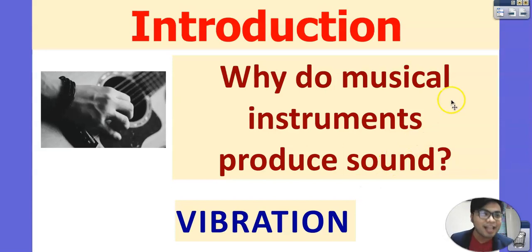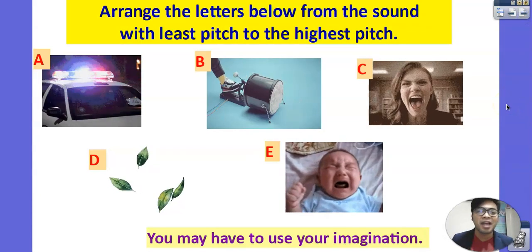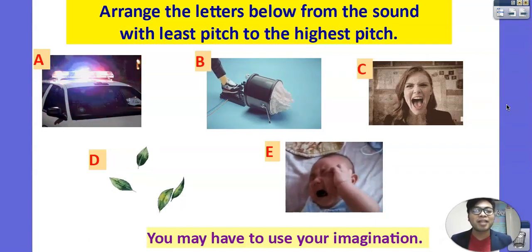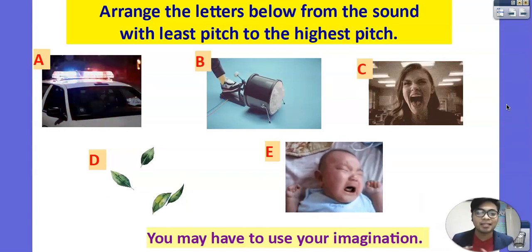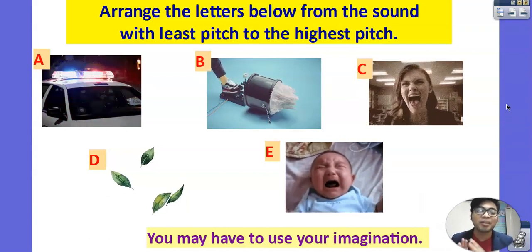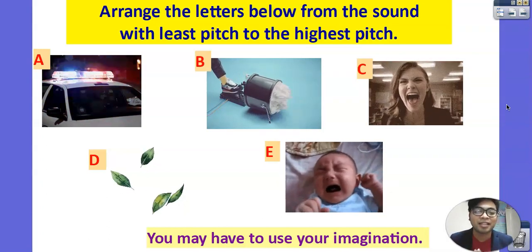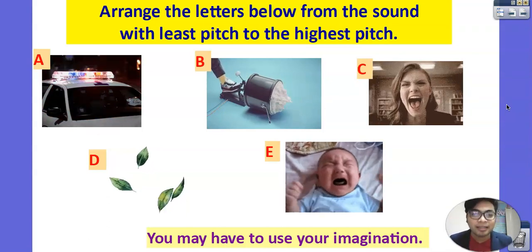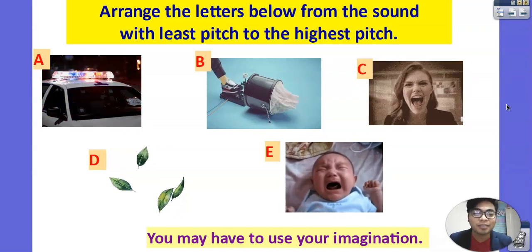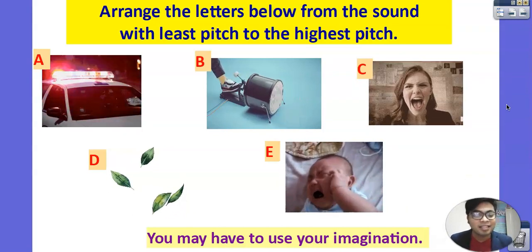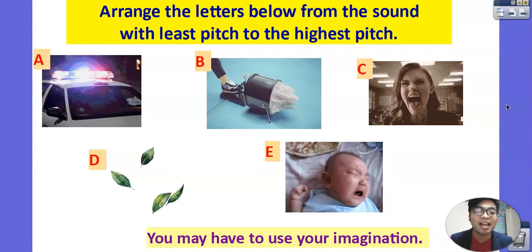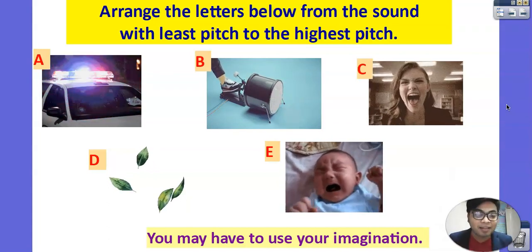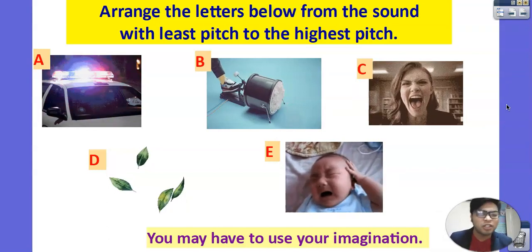I want you to recall what vibration is again. So we're going to take a look at different vibrations, and of course vibration creates sound. I want you to arrange the letters A, B, C, D, and E. I have the pictures here, only I don't have the sound because if I play them simultaneously it's going to be so chaotic. Arrange the letters from the sound with the lowest pitch to the one with the highest pitch. You may have to use your imagination. Please write your answer in the comment section below or send me a message about it, or take note and take a picture and send it to me.